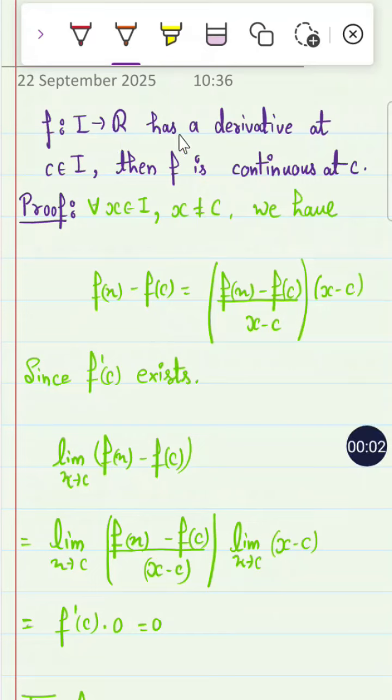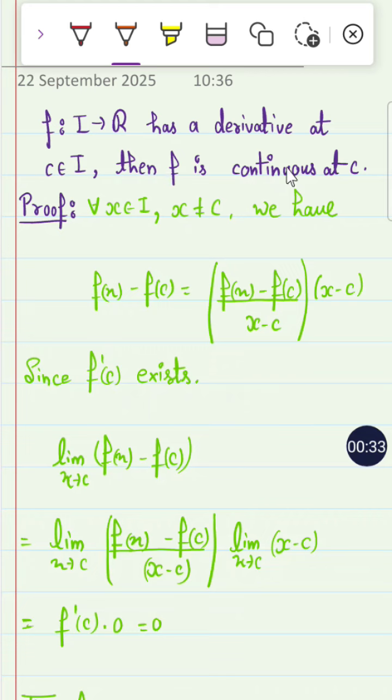Today we have discussed the most important theorem, that is, if the function has a derivative at a point c, then the function is continuous at the point c. Okay, if we have the derivative of the function at point c, then the function is continuous. But the converse of this statement is not true, because continuity is not a sufficient condition for the existence of the derivative. Now let us prove it.